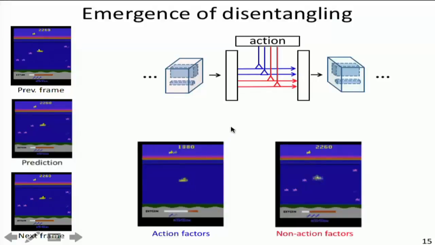At the same time, if you zero out these blue parts and only use the red parts to predict the future, then it makes a blurry prediction for the submarine, but it is also able to make predictions for the enemy motions and other things. So this gives some anecdotal evidence that the model is able to learn controllable dynamics and uncontrollable dynamics. Investigating more along this line would be an interesting question.